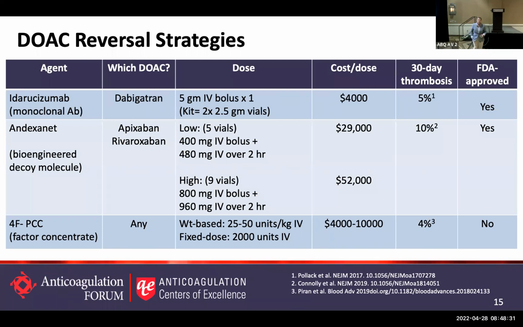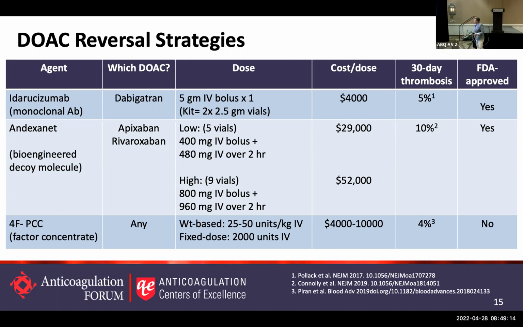This is a super sexy molecule. It's a bioengineered decoy Xa molecule. Okay, so it will go in and it reversibly binds the oral Xa inhibitor, whether that's apixaban or rivaroxaban. Those are the drugs that it's FDA approved for. And it's given in certain dosing schemas. And the dosing is a little bit complex. It's based on what specific drug the patient is on, what the intensity of their dosing is, and the time from the last dose.